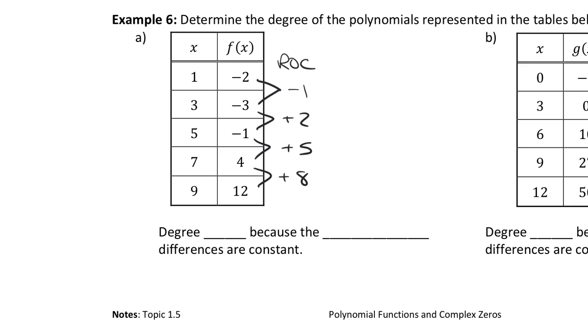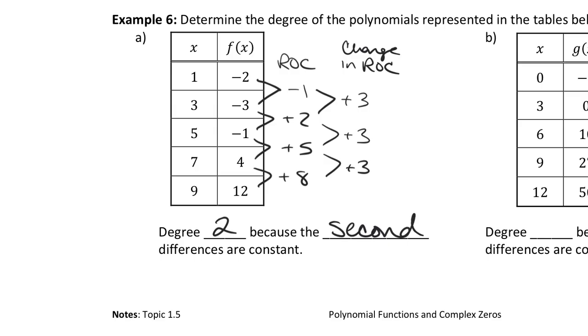Are those rate of change numbers for that first degree polynomial all the same? No, so we would skip this one. This is not a degree 1 polynomial because those numbers are not all the same. But when I start to do this, how do you go from -1 to +2? +3. How about from 2 to 5? And from 5 to 8? When the change in my rate of change is the same, so change in the rate of change, that means that the second degree here, because I had to do this twice, is probably the degree of my polynomial. So we would say this is going to be degree 2 because the second differences are constant.